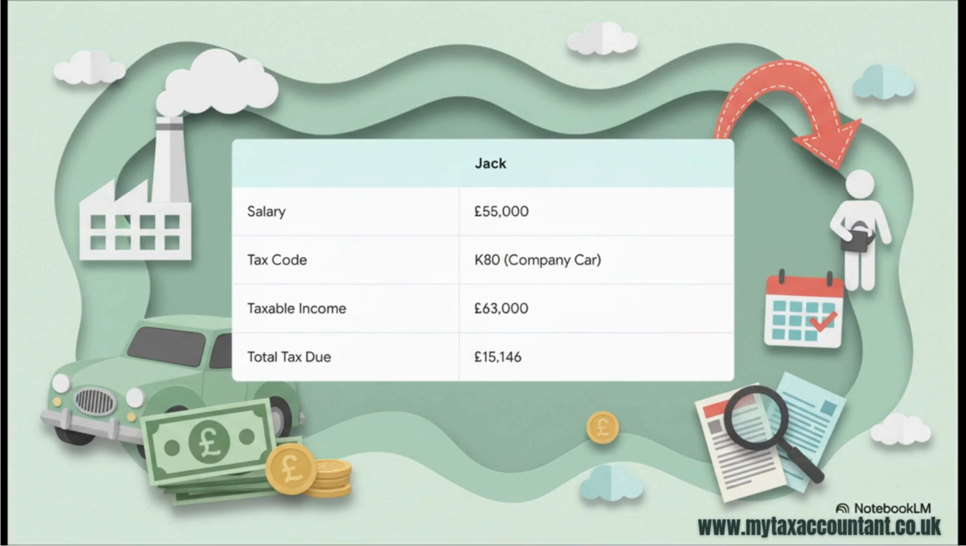Here's Jack. He earns £55,000 and his company car gives him a K80 tax code. This adds a hefty £8,000 to his taxable income, pushing the total to £63,000. And this is the key bit. It shoves a big chunk of his earnings into the 40% tax bracket. His tax bill is over £15,000. That's an extra £3,200 a year in tax he wouldn't be paying otherwise. A much, much bigger hit.